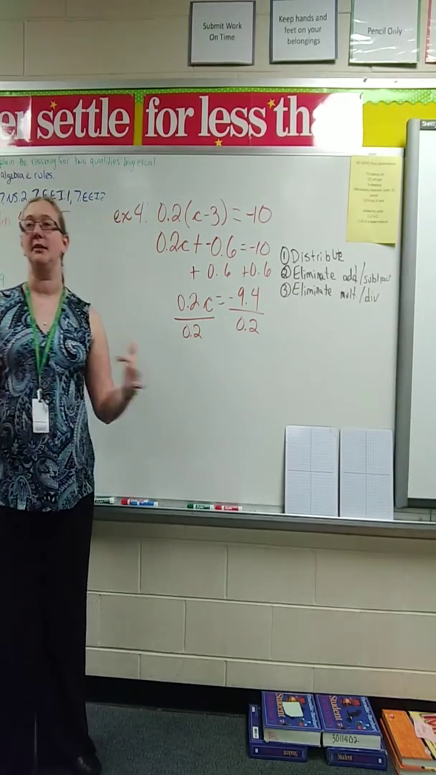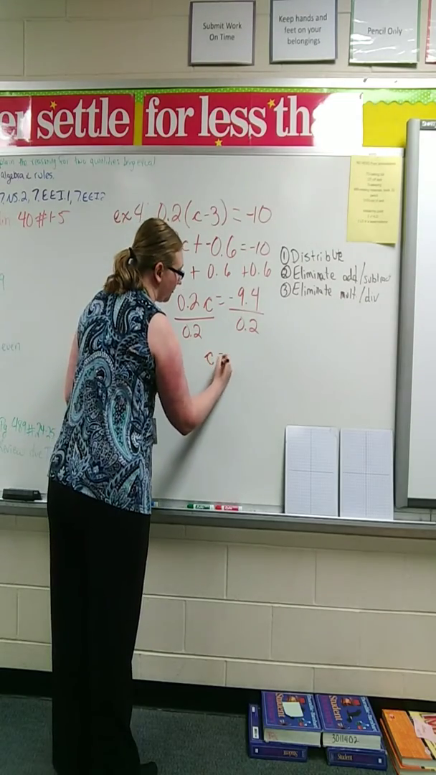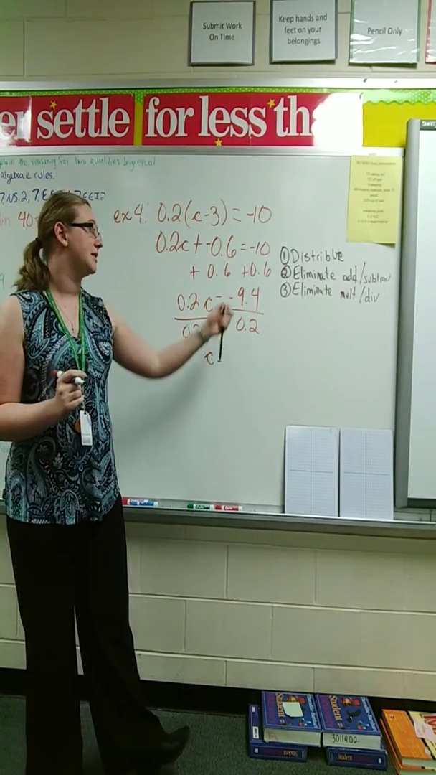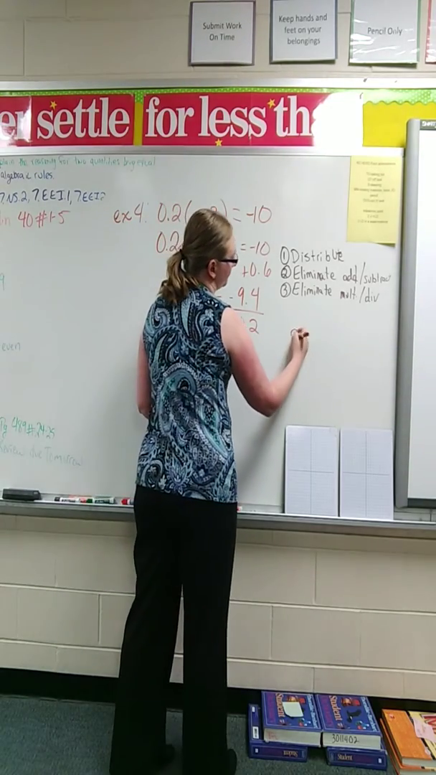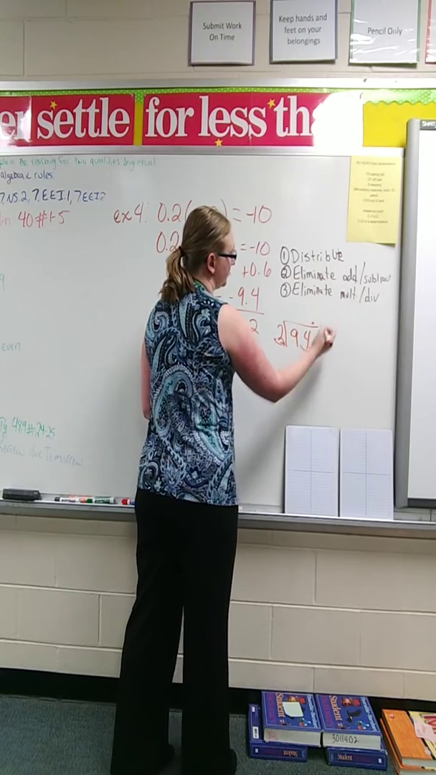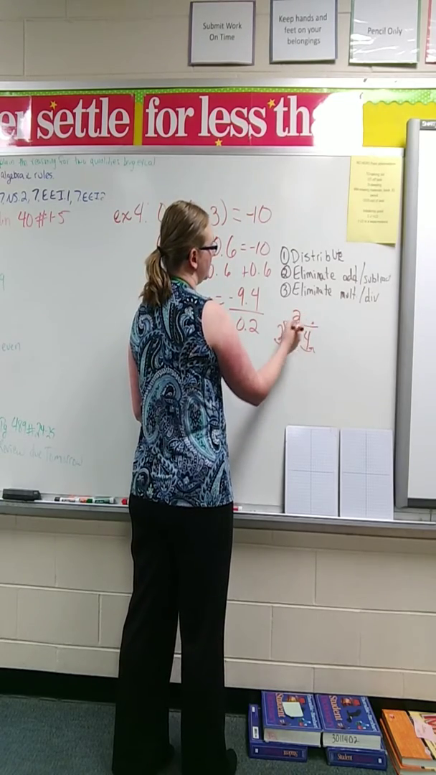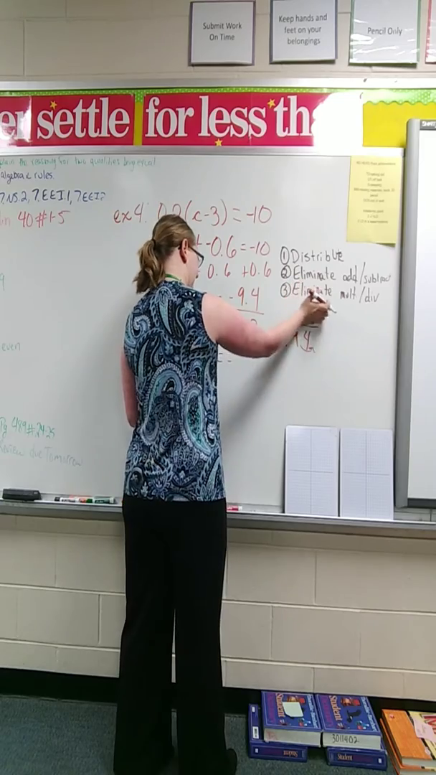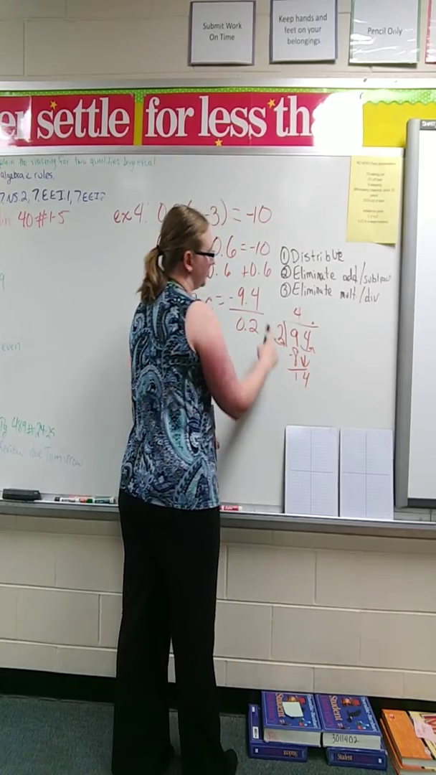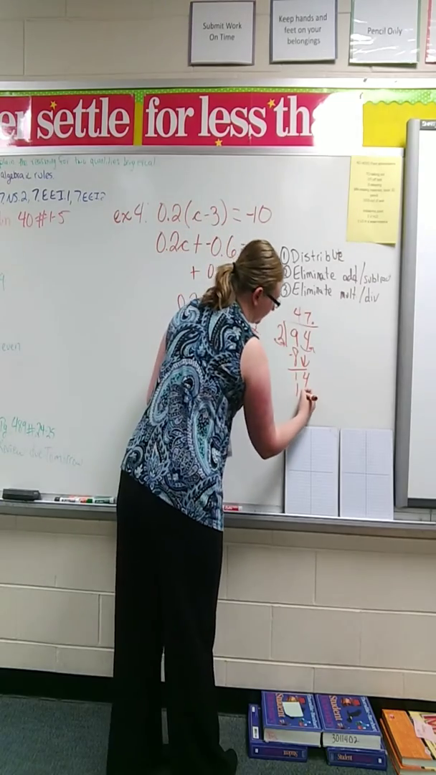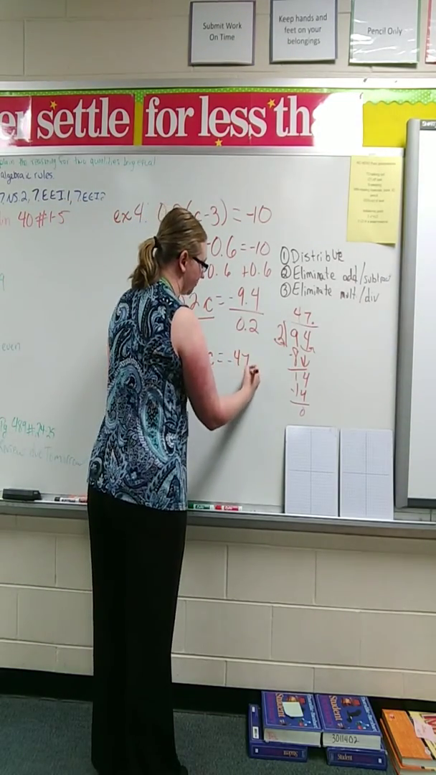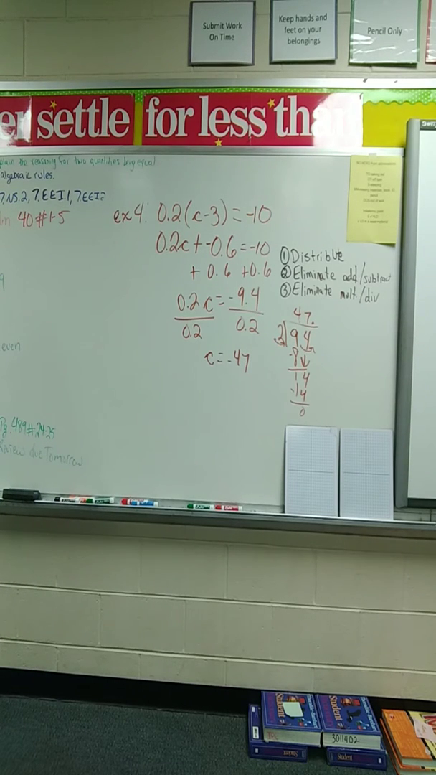When I divide both sides by 0.2, C is equal to, we need to do a little bit of long division. We know that our answer is going to be negative because a negative divided by a positive is a negative. 9.4 divided by 0.2, I need to move each decimal point over one place. 2 goes into 9, 4 times. 4 times 2 is 8, I subtract and I get 1. Bringing down my 4, 2 goes into 14 7 times. 7 times 2 is 14. Subtract and I get 0. So that means C equals negative 47. Always make sure you were right.